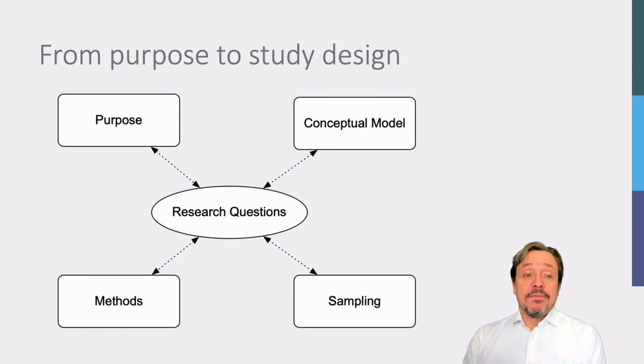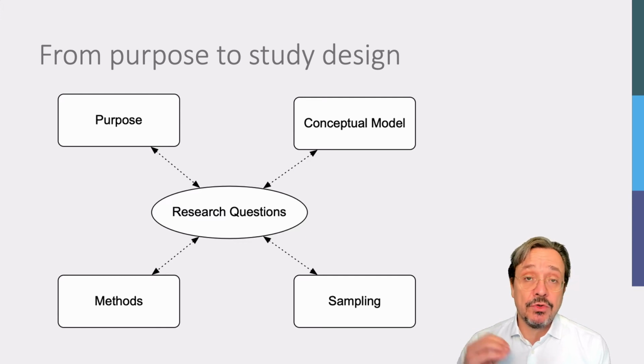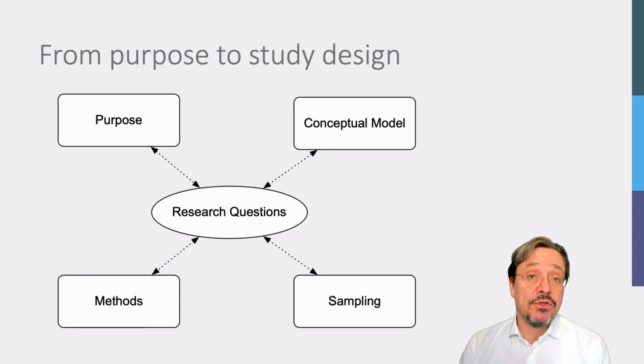So again, just to repeat that, and what I want to stress here again is that depending on your design, if you go for a flexible or a fixed design or a mixed design, there are iterations possible. And a fixed design typically is more streamlined, that you go from the purpose and the conceptual model to your research questions, and these clearly define your methods and sampling strategy. On the other hand, with qualitative studies, this is more of an iterative process and adaptation.